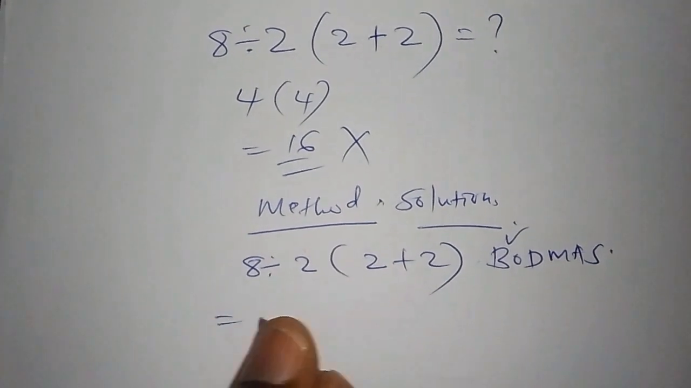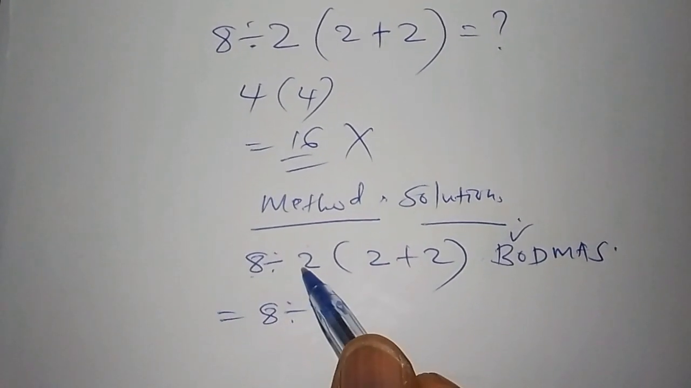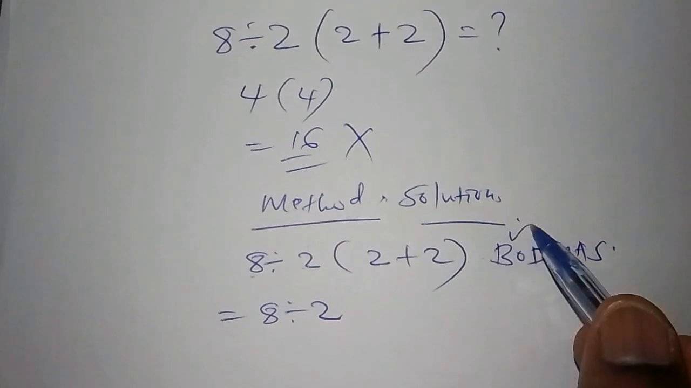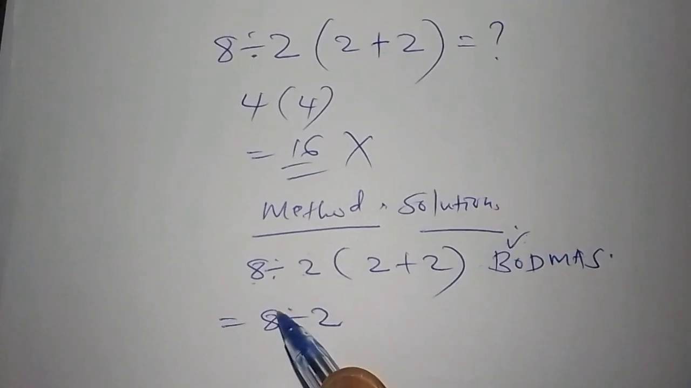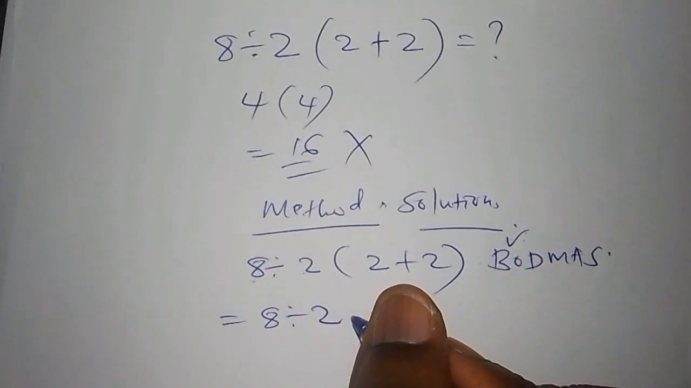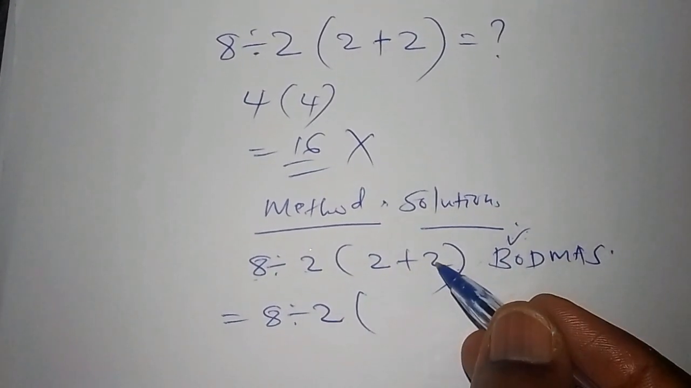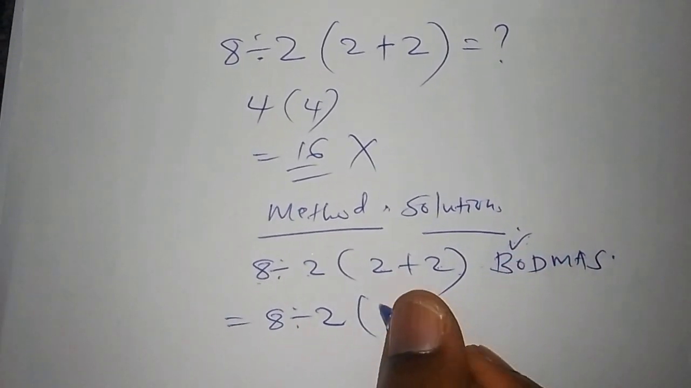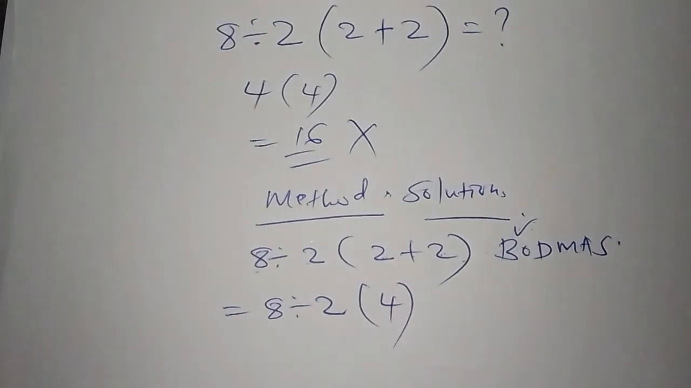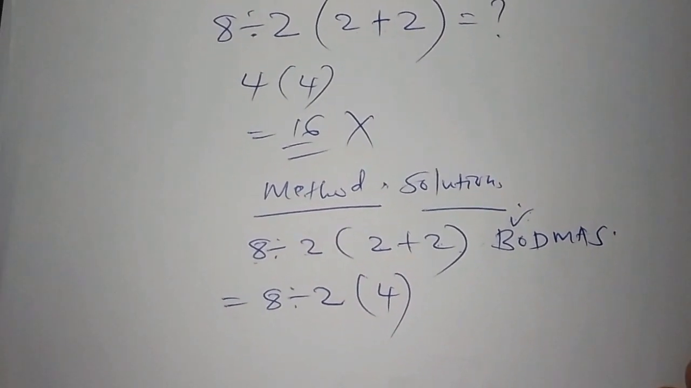So we say 8 divided by 2. We don't work out this division first because it is not going according to the method that you're supposed to work out. B stands for the bracket. So we say 8 divided by 2, then into the bracket, we work out the number inside the bracket. That is 2 plus 2, and 2 plus 2 is 4. Then we close the bracket. So then from there we work out the next.